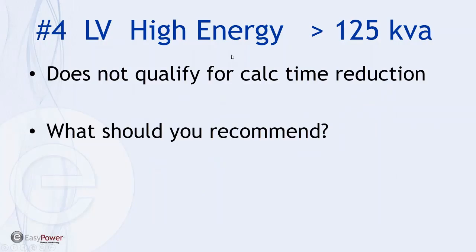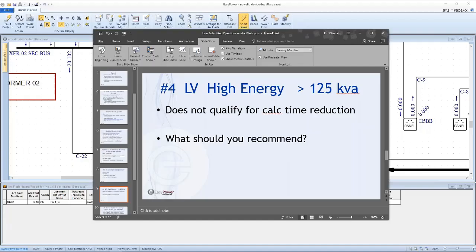Okay, now here's a situation where we're getting high energy and greater than 125 kVA, so it doesn't qualify for this calculated time reduction. What should we do? So let's give this a shot. No, I got another question.